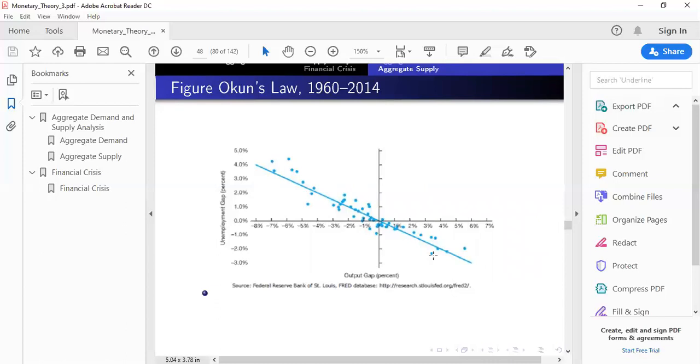And here is the opposite. If your unemployment rate is above potential, say 3% above potential, it means that your output is negative, a certain percentage point below potential. So your output is minus 2%, below potential.